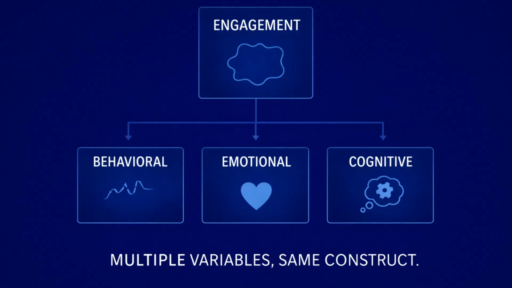Here is a third aligned example that shows how one construct can be represented by multiple variables without collapsing its meaning.